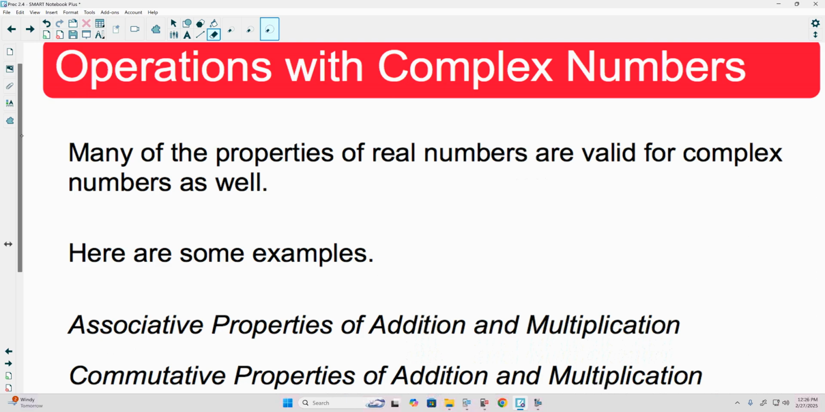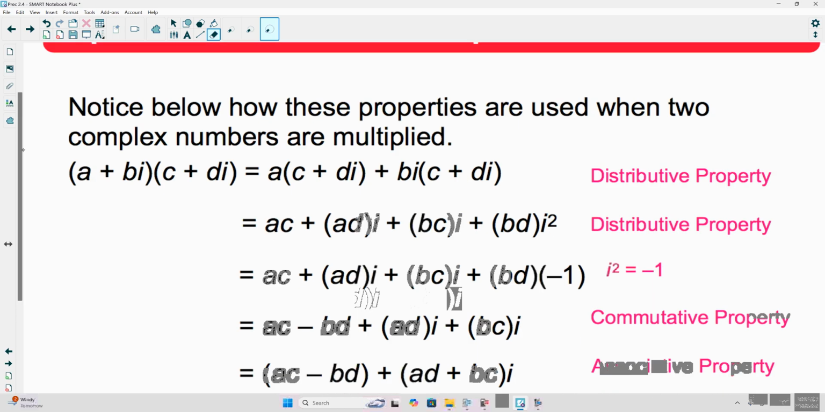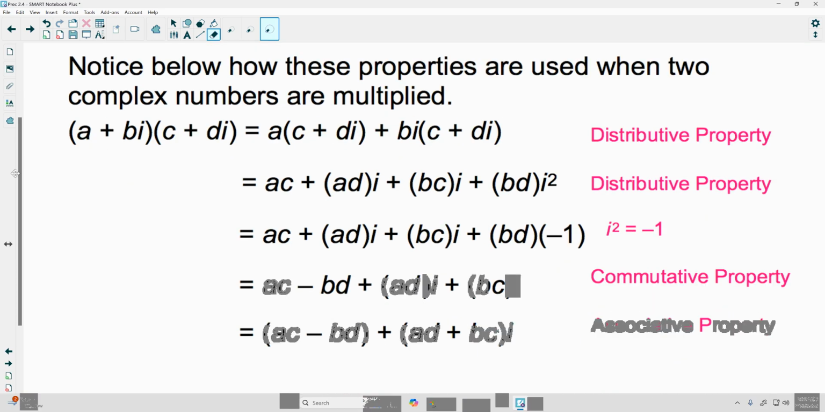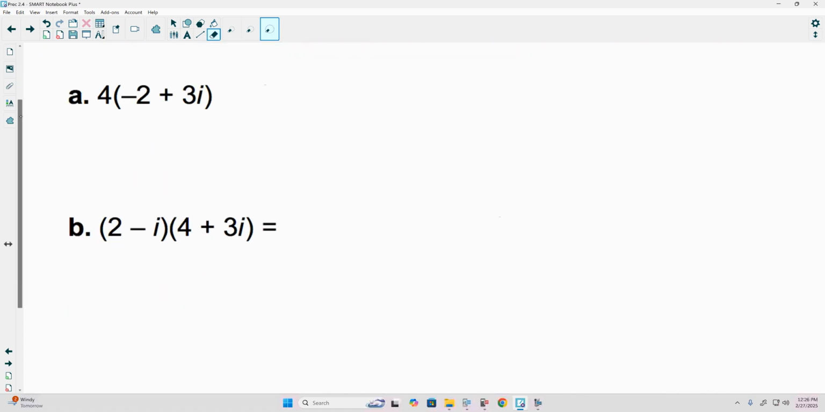So, many of the properties with the real numbers are valid for complex numbers as well. So we can associate. We can do our addition and subtraction. We can also do distributing. We can multiply through. That means we can multiply through with our real numbers or with complex numbers. So here we can use the distributive property to multiply through. 4 times negative 2 would be negative 8. 4 times 3i would be plus 12i. And that's it.